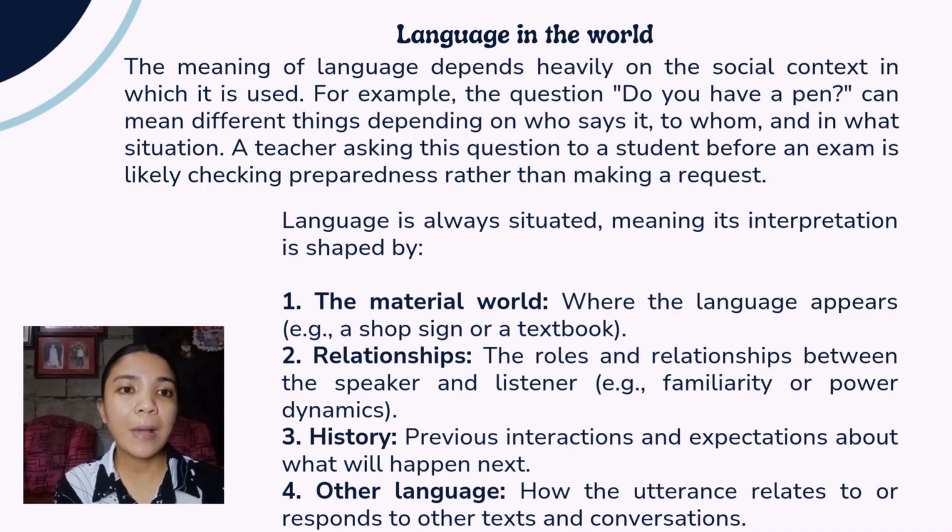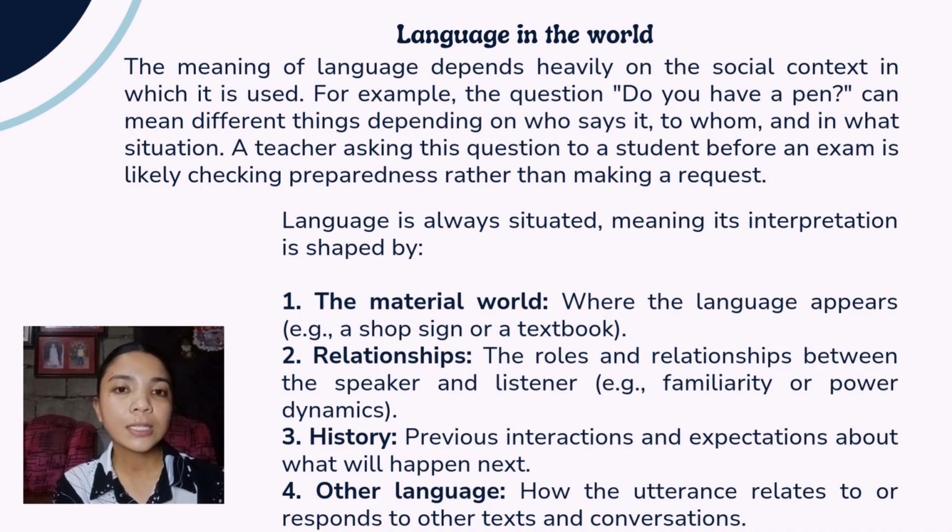Language is shaped by its social context, meaning that what a statement or question means depends on factors like who is speaking, to whom, and in what situation. For instance, the question, do you have a pen, could mean different things. If a teacher asks this before an exam, it likely means, do you have the tool you need for the test? If a friend asks casually, it may mean, can I borrow a pen? The text emphasizes that language is always situated, meaning its meaning is influenced by specific context.